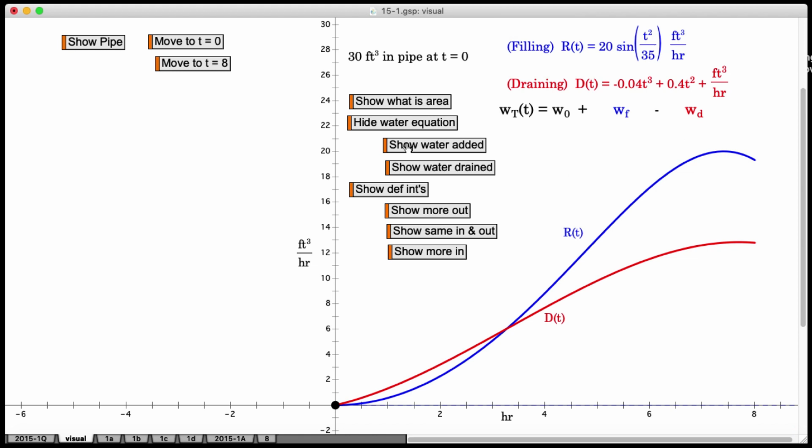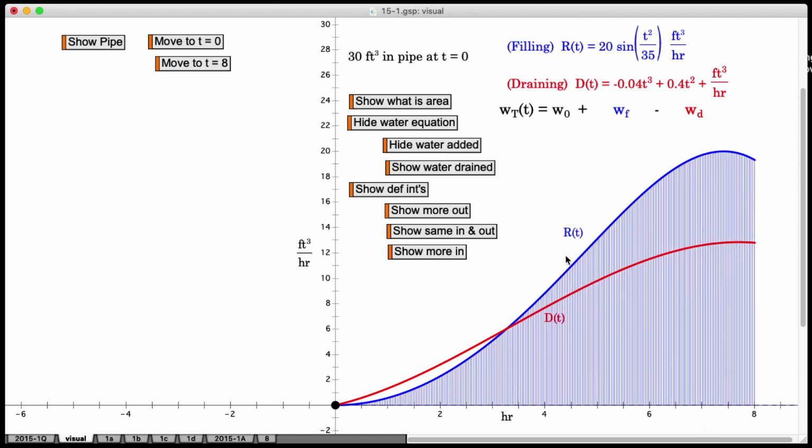Okay, so the area under this curve would be a definite integral. That's how you find the area under a curve. The definite integral under this function R(t) would be the amount of water flowing into the pipe. The amount of water that's draining out would be the area under this red region, which would be the definite integral under the function D. And that's the amount of water that's drained out.